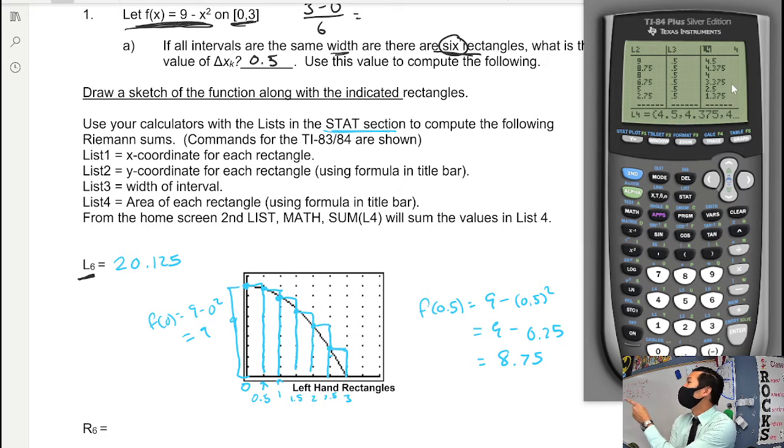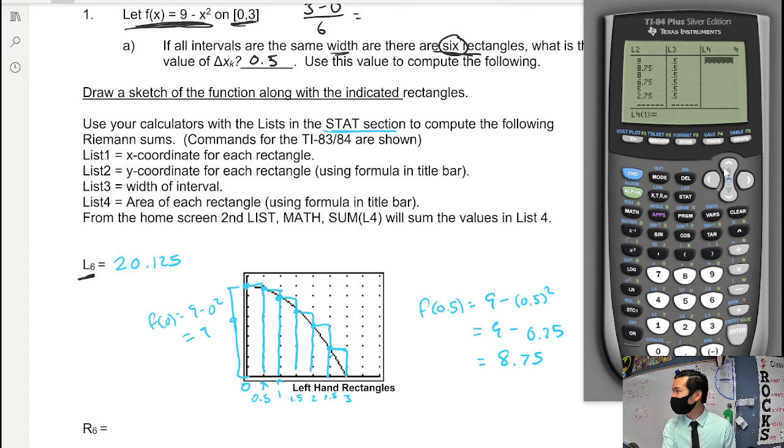So what I need you to do right now, AJ, is highlight L4, because those numbers are wrong. Press clear, not delete, and then press enter. Did it clear all the numbers out but keep L4 there? So we're going to try this again. L4 is going to be the area of the rectangle, which is base times height. So we're going to multiply L2 times L3.